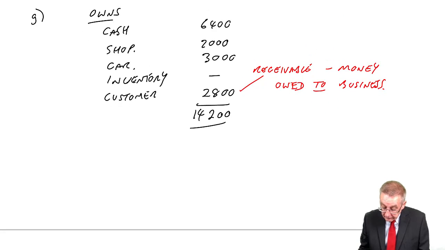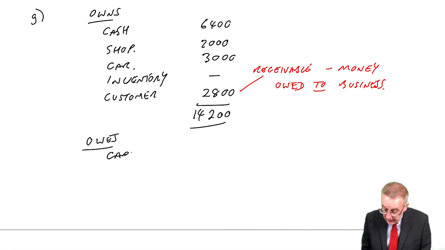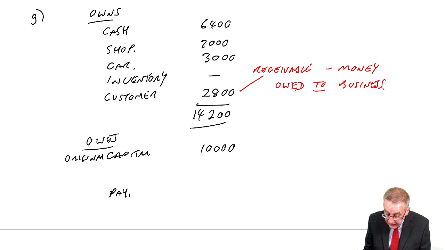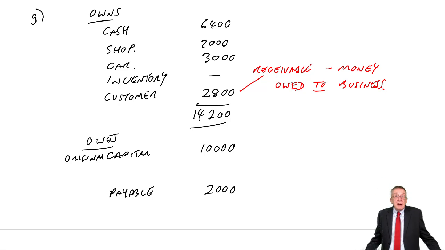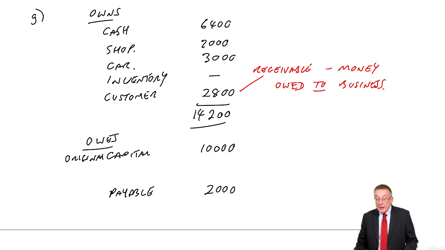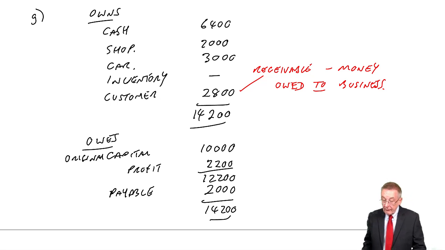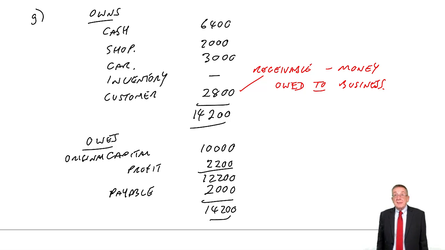Who's the money owed to? Well, the original capital was 10,000. We still owe the owner the original 10,000. We still owe the payables, the supplier, 2,000. But that's a total of 12,000. Where's the remaining 2,200 going? Again, we'll check it in a minute. But the remaining 2,200 must be owed to the owner. It's the profit. But again, that was effectively a missing figure. You know, the money must be owed somewhere, and the missing bit must be owed to the owner.